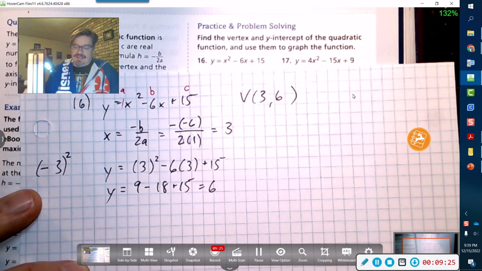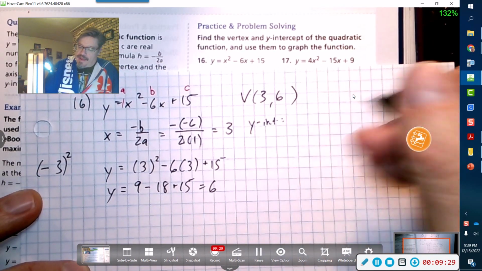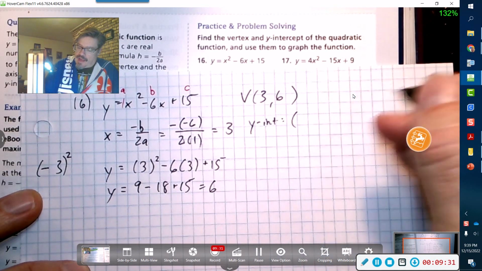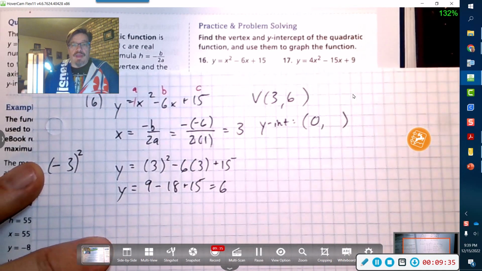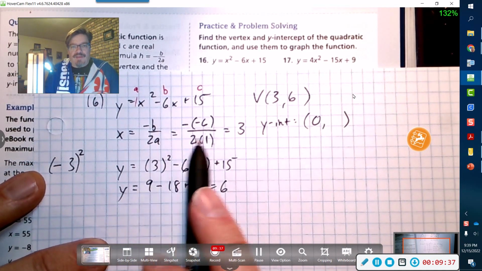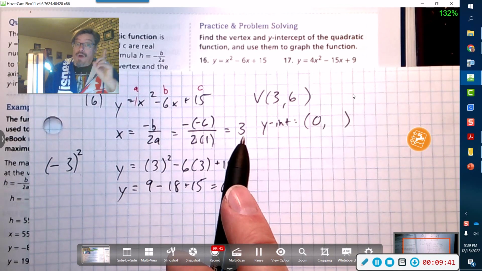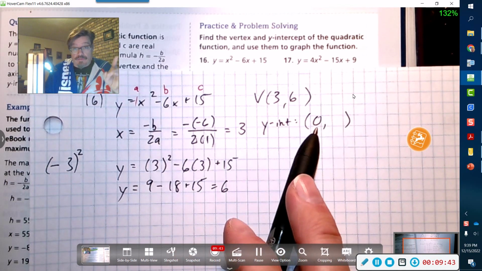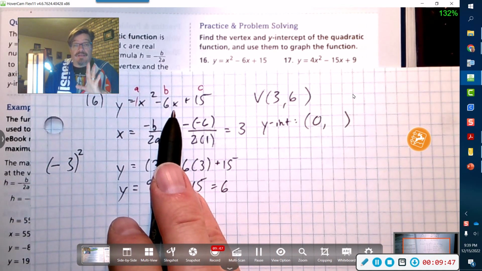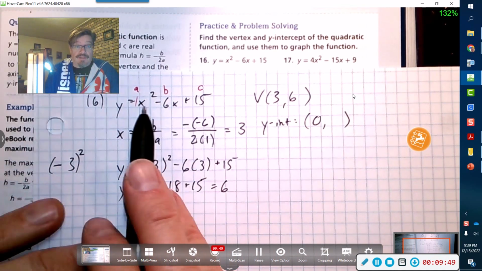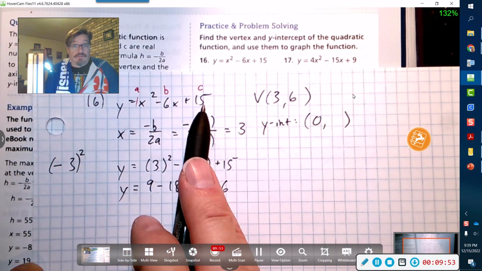And now we just have to get the y-intercept, and the y-intercept is when your x-coordinate is 0. So here we went through all that time to figure out what the x had to be at the vertex, but for a y-intercept, x is already 0. So we can plug 0 back into the original equation, but there's no need to, because you can see that these guys would definitely be 0, so therefore it's just 15.